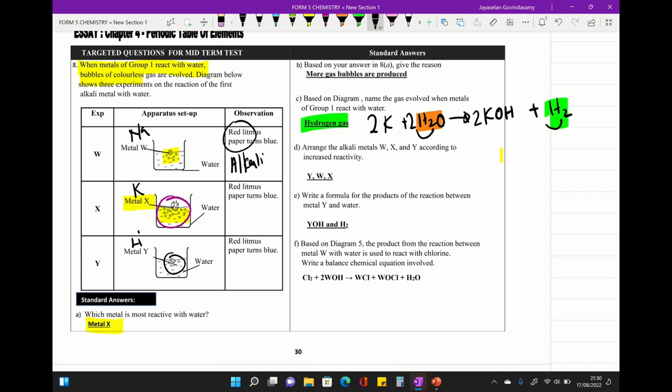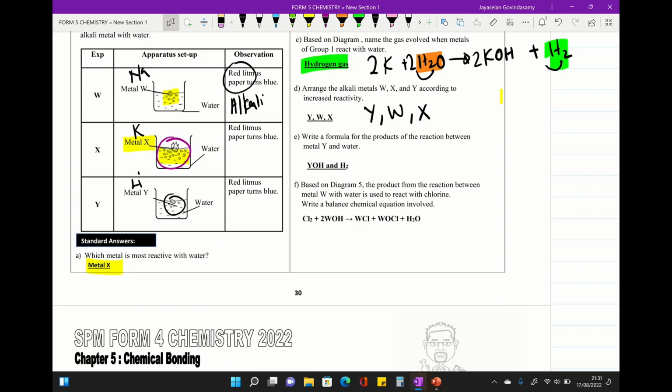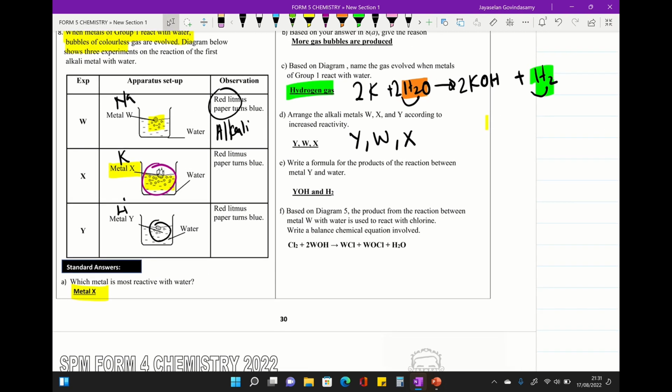Arrange the metals W, X and Y according to increasing reactivity. From less reactive to more reactive, the least reactive is metal Y, next is W, and the most reactive is metal X. Write the formula of the product formed when metal Y reacts with water. We change all the K to Y, so the formula of the product formed is YOH, and we put the hydrogen here.